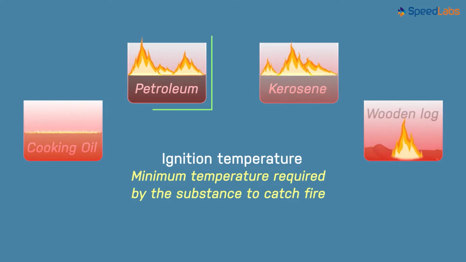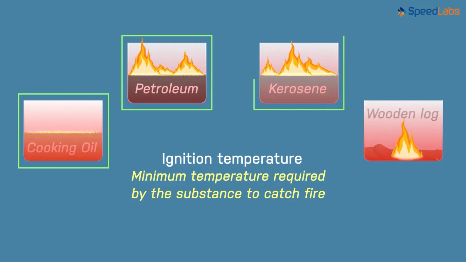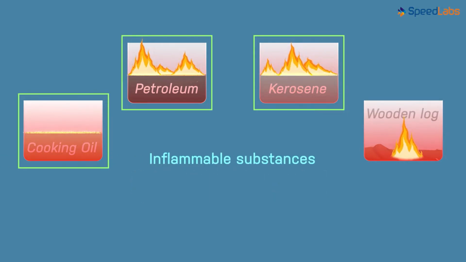Also, the substances like petroleum, oil and kerosene which catch fire very quickly have a low ignition temperature. These are called the inflammable substances. How do we define these? Inflammable substances are defined as those ones which can catch fire very quickly. They have a very low ignition temperature.